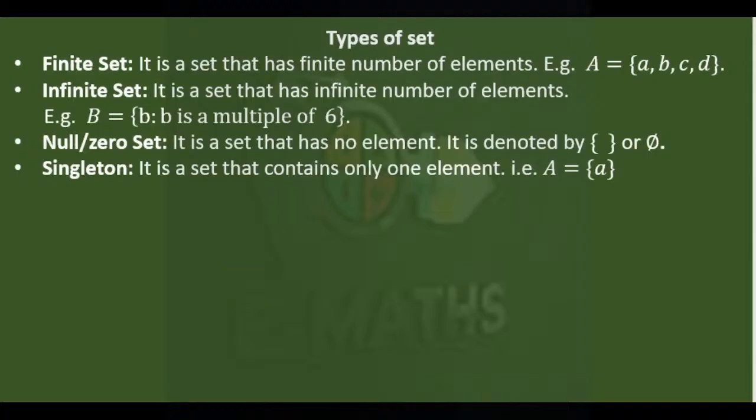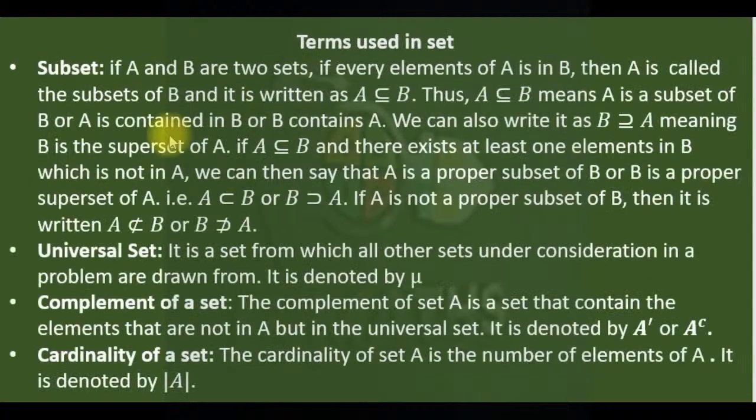Now we'll look at the terms used in sets. First, we have subsets. If you have two sets, A and B, and every element of A is in B, then A is called a subset of B, and it's written this way. A is a subset of B, A is in B, or B contains A. We can also write it as B is a superset. The opposite of this sign is the superset. So B is a superset of A, which means B contains A.